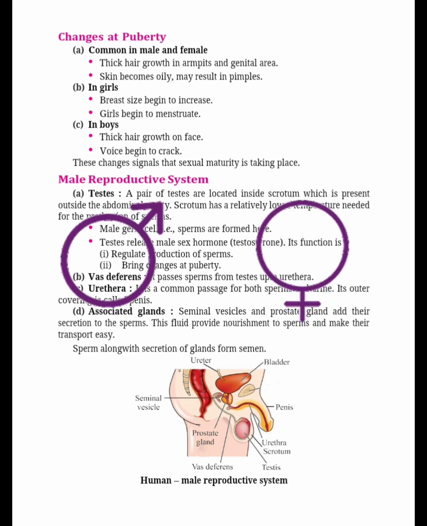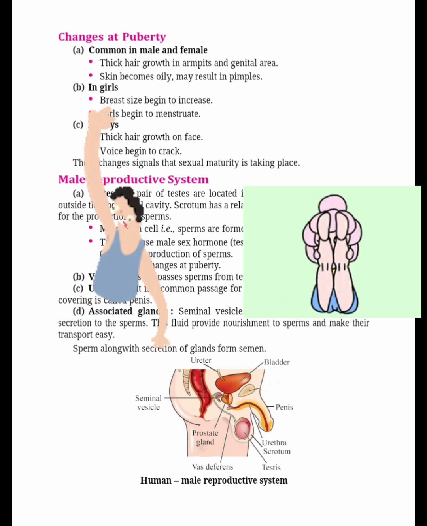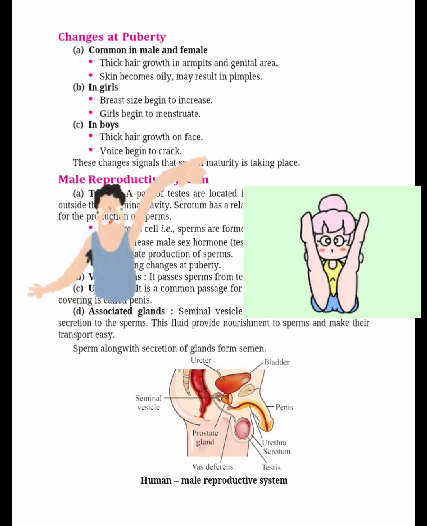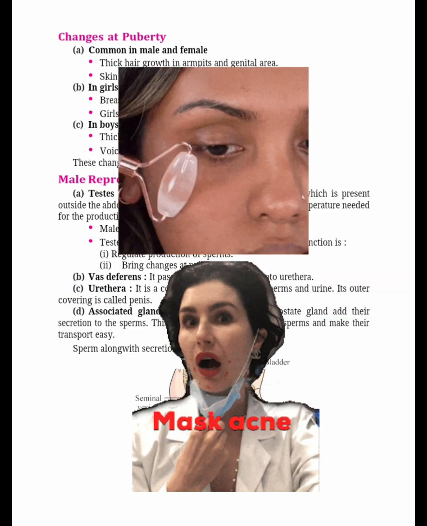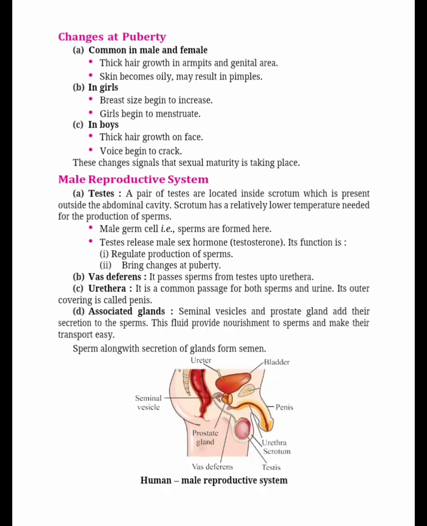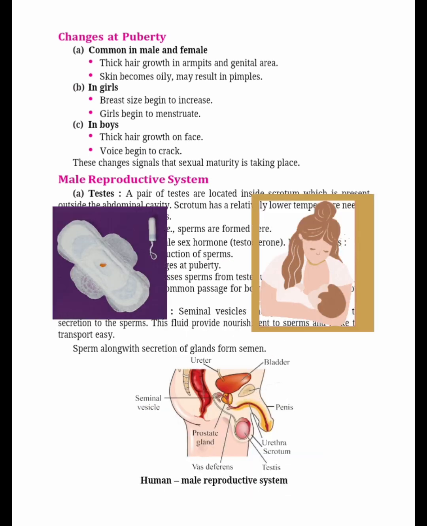A. Common in male and female. What happens? Thick hair growth in the armpits as well as the genital area, and also the skin becomes oily. As a result, there will be pimples. B. In girls, breast size begins to increase. The girls begin to menstruate.